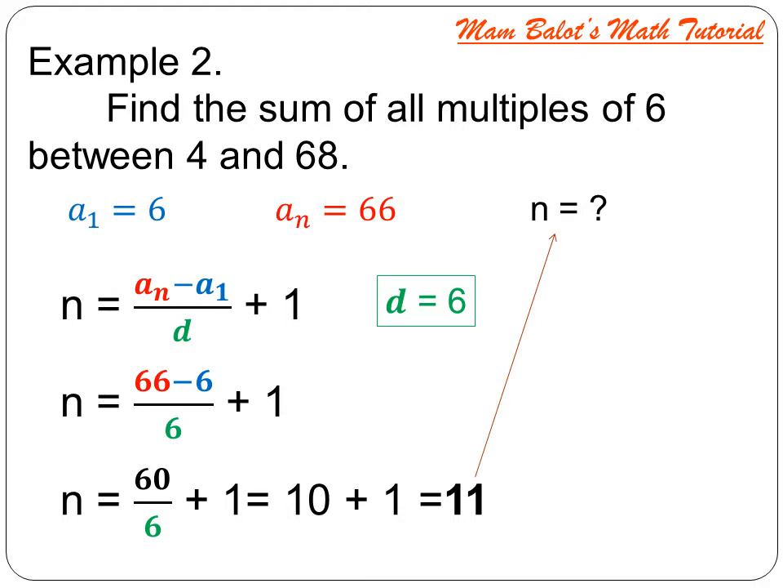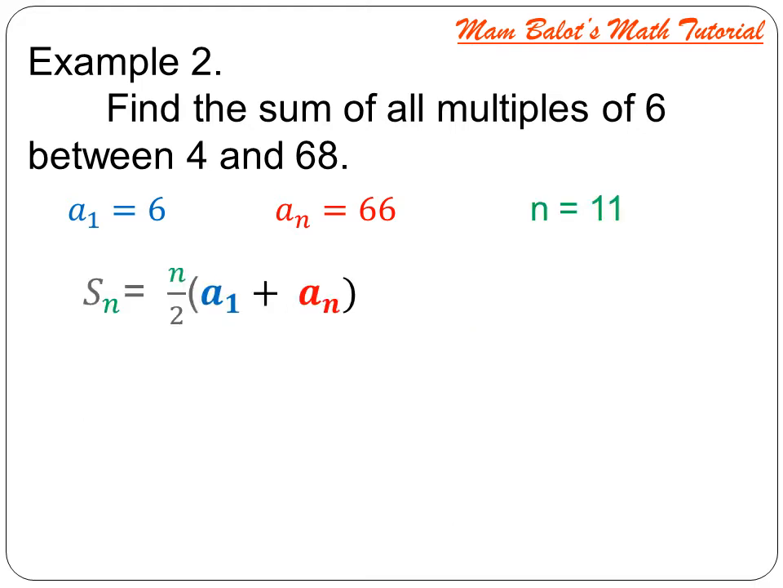So from this, we can now solve the sum of the multiples of 6 between 4 and 68 by using the formula of the sum of the arithmetic sequence, which is S sub n is equal to n over 2 times A sub 1 plus A sub n. So substituting all the variables, we have now S sub 11 is equal to 11 divided by 2, since our n is 11, times the first term, which is 6, plus the last term, which is 66.